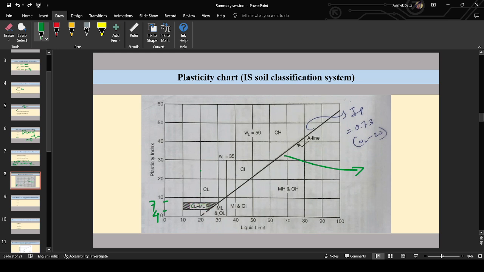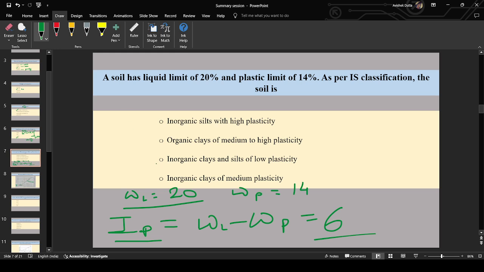Okay. And what do we have in the shaded zone? We have inorganic soil because it is above the A line, so it is inorganic. Here we have C and M, that is clay and silt, both, and we have L, that is low plasticity. So because it is above the A line, the soil is inorganic, having clay and silt of low plasticity. Which option will it match? Option number 3, as you can see, inorganic clays and silt of low plasticity.